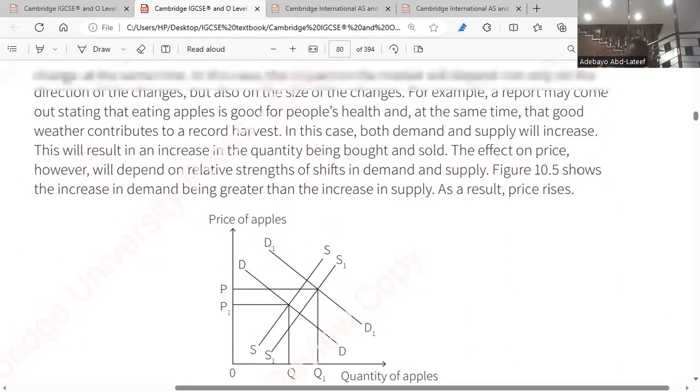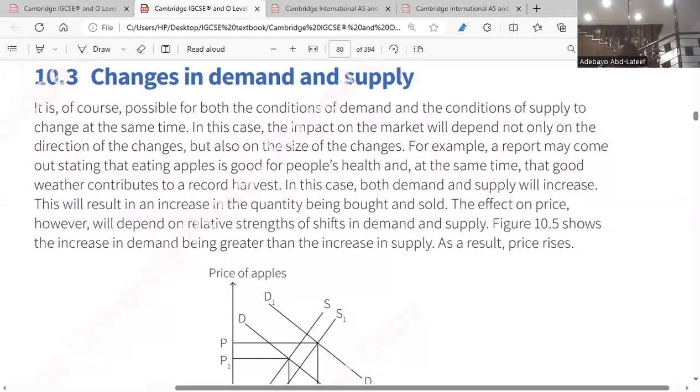So what they are saying is this: sometimes demand and supply can increase. They made an example using apples. With good advertisements, we understood that eating apples is good for health. So the demand for apples would rise. Yes or no? Yes. With good weather conditions, the supply of apples can also increase. Yes or no? Yes.